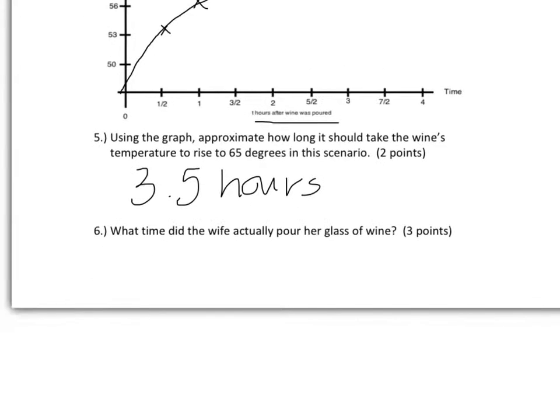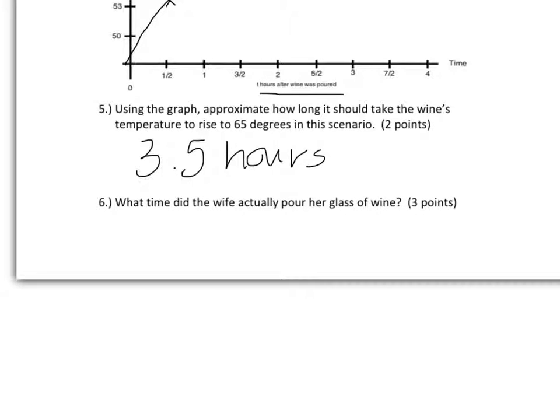So then question 6 asks us, what time did the wife actually pour her glass of wine? Well, she says she poured the glass of wine at 6 o'clock. But with this information, we can take the value. So we can take the time that they did the sampling, which was 7 o'clock, and we can go 3.5 hours earlier than that, and I would get 3:30 in the afternoon is the actual time that it was poured.